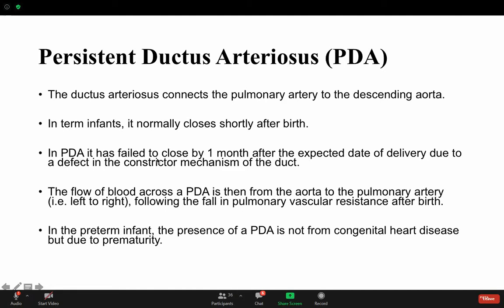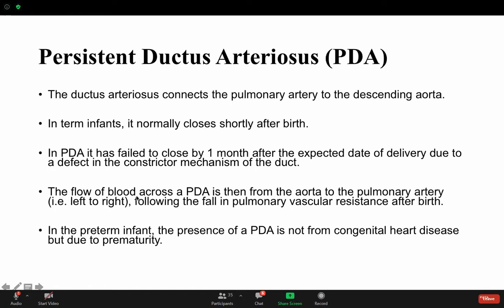In PDA it has failed to close by 1 month after the expected day of delivery due to a defect in the constructed mechanism of the duct. If it hasn't closed by 1 month, we call it persistent ductus arteriosus.